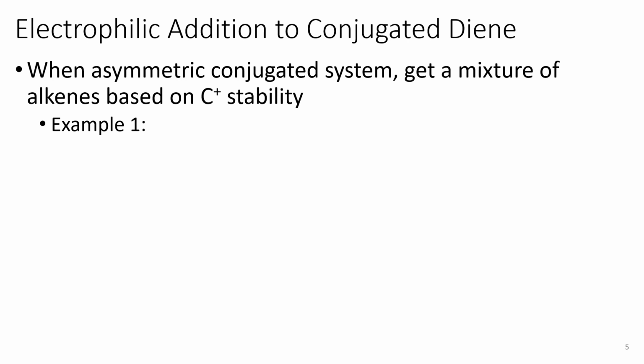One of the things that we do have to watch for is when we have asymmetric conjugated systems. When we have asymmetric conjugated systems, we end up getting out a large mixture of products. So remember, every conjugated system will produce two products, the 1,2 and the 1,4 addition. But if we have an asymmetric system, we can get up to 4 different products being produced.